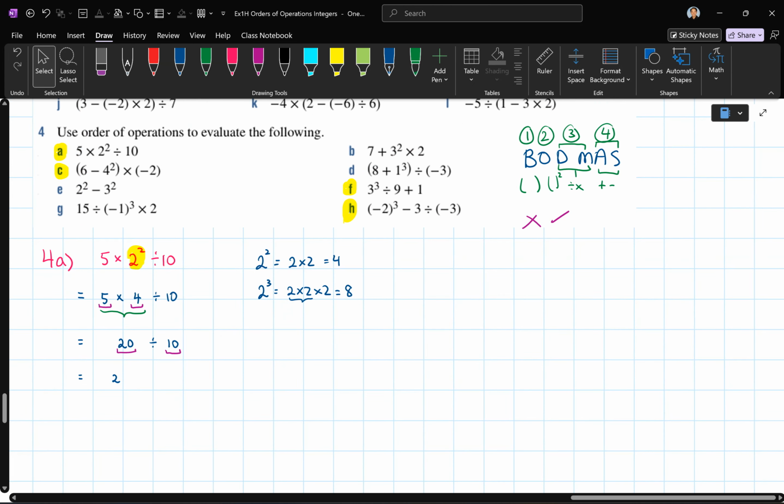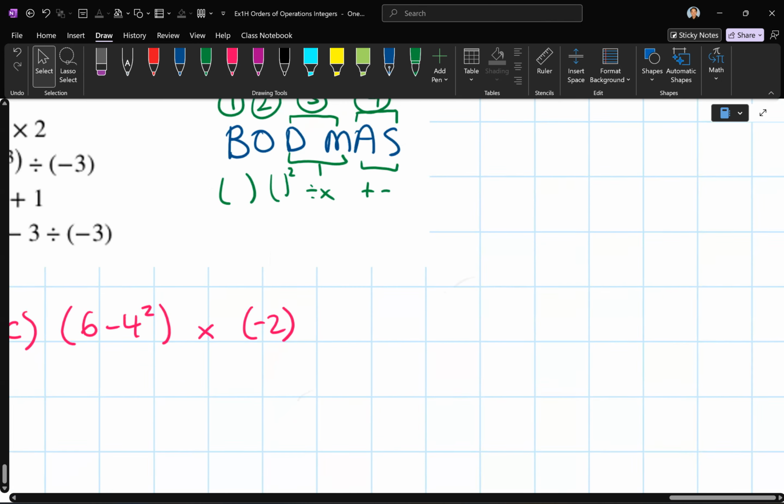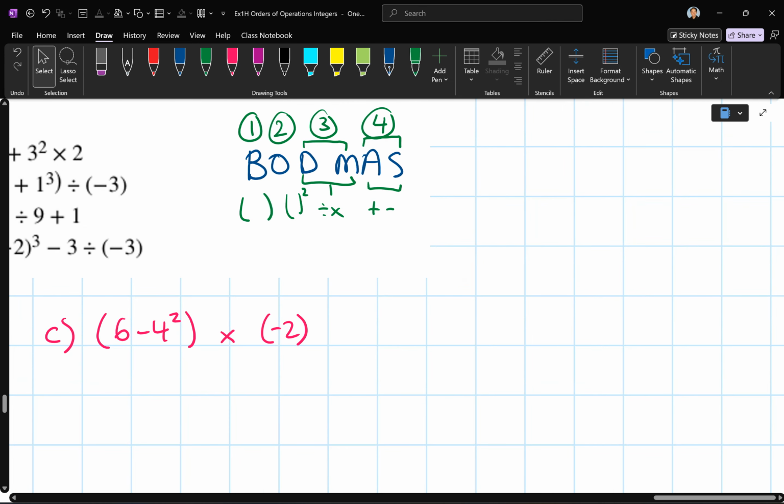That's question 4A. Let's try C, working with some negatives. We've got C: brackets 6 minus 4 squared, close brackets, multiplied by brackets negative 2. Same thing again, we're going to look at BODMAS. The first thing you look for is, are there any brackets? In this case, yes, we do. We've got a bracket over here, so that's one group, and we also have a bracket over here. So we focus on both of them.